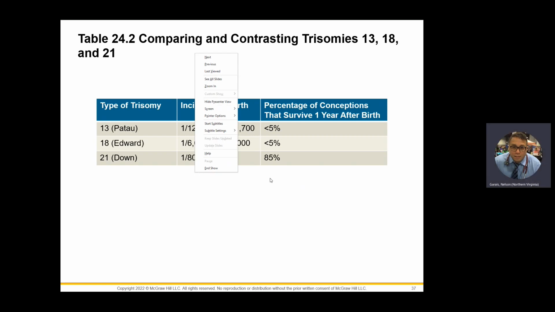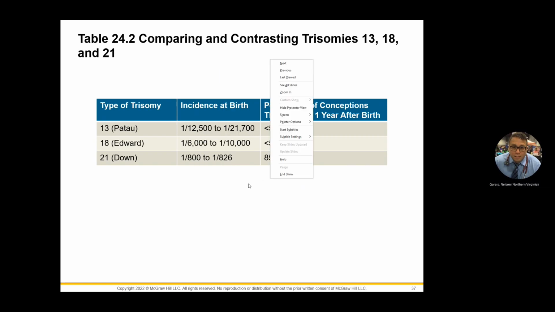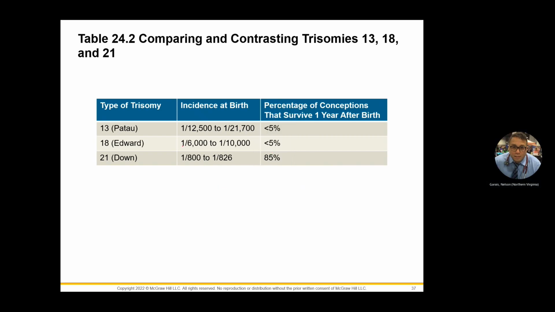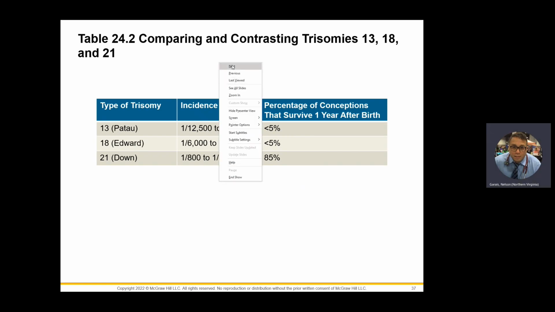And you can see the survival rates are pretty poor for Patau and Edwards syndromes. Down syndrome, the majority of them will live, but again, it's a trisomy. It is a chromosomal defect. Life expectancy for a Down syndrome patient is not as long as for a patient who didn't have trisomy.